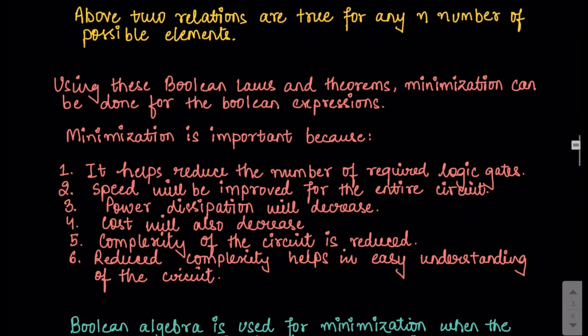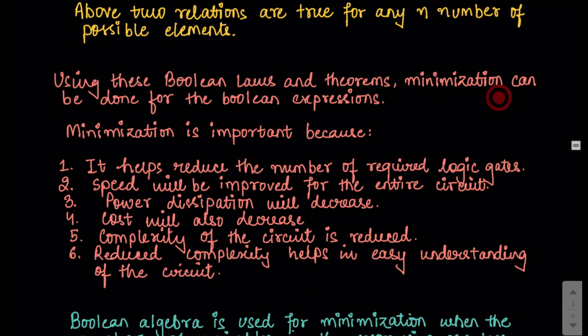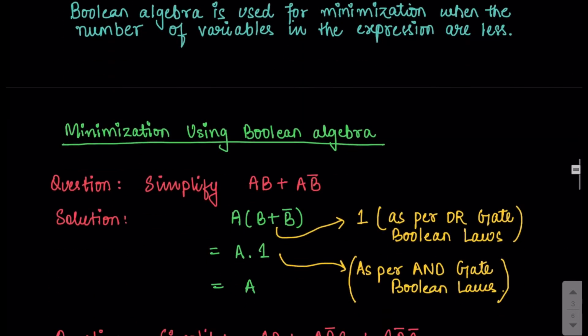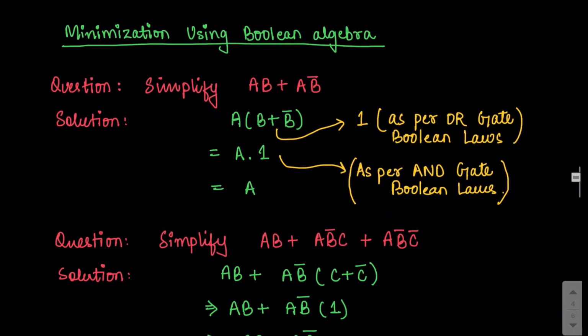Using these Boolean laws and theorems, you can minimize digital circuits, and minimization would help you to reduce the number of logic gates which are required for designing that circuit. So we'll see quickly certain examples for minimization.